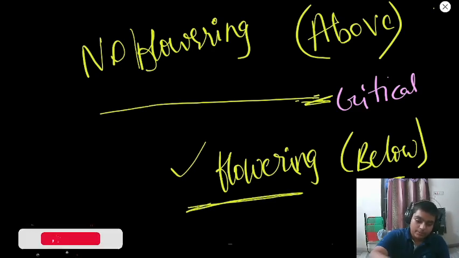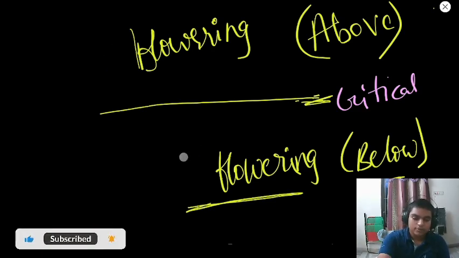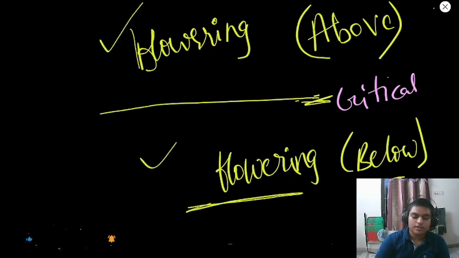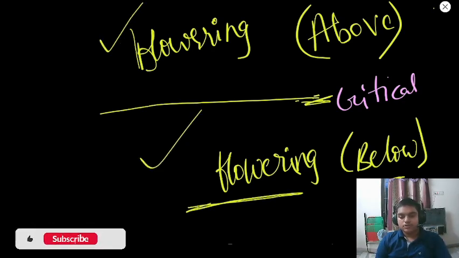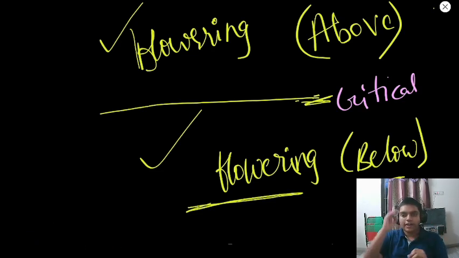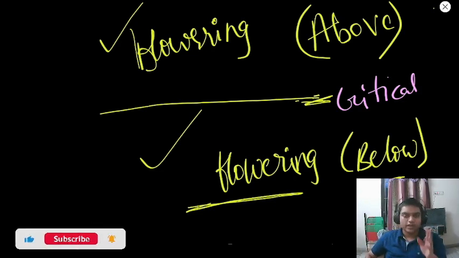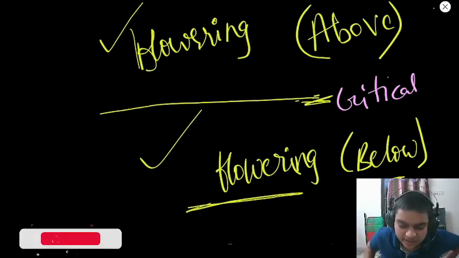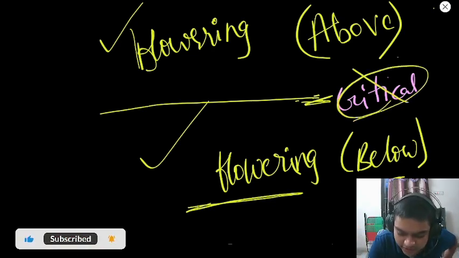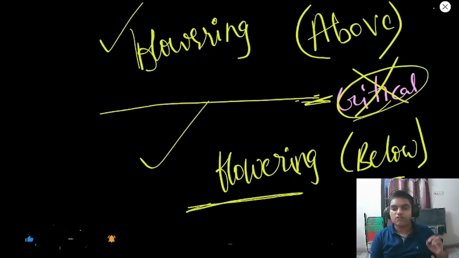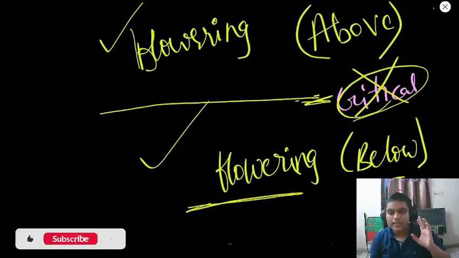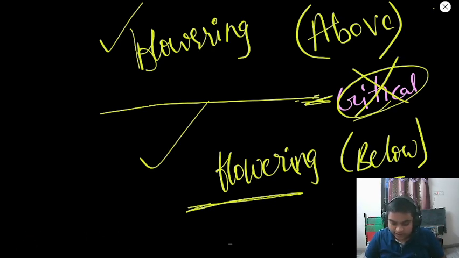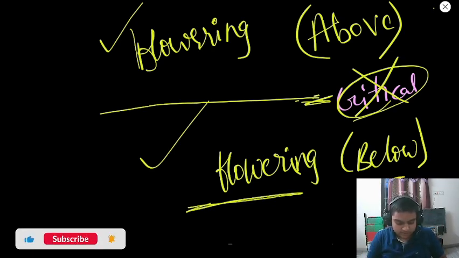But there are some plants where they can flower both ways. If they are exposed to more light, they can flower. If they are exposed to less light, they also can flower. Those are called day neutral plants. So basically they do not have the effect of critical photoperiod on their flowering. Those are the day neutral plants.